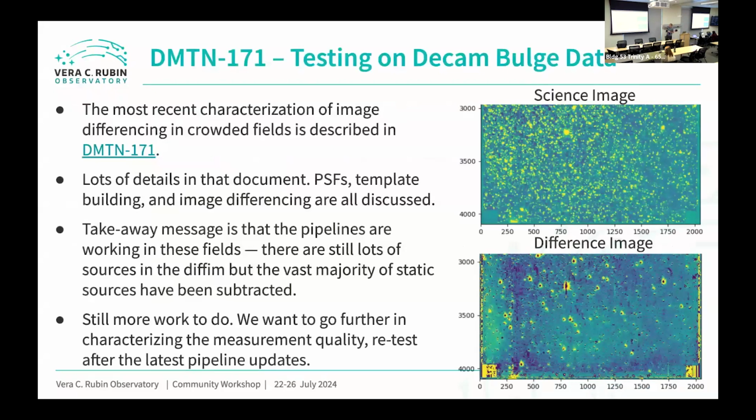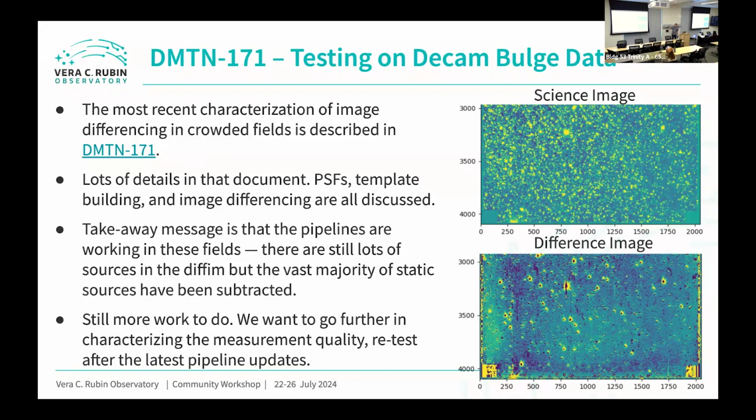So there's a great tech note, DMTN-171.lsst.io. This was led by Ian Sullivan on the alert production team. This is the testing that I was talking about, where they took DECam bulge data, ran it through the LSST pipelines, and then did all those adjustments to make sure that astrometry is working, to make sure that photometric calibration is working. All of that adjustment in order to get to doing image differencing. I'm not going to go deeply into all the details of that report because it is very long, extensive, lots of great pictures. I encourage you to check it out.